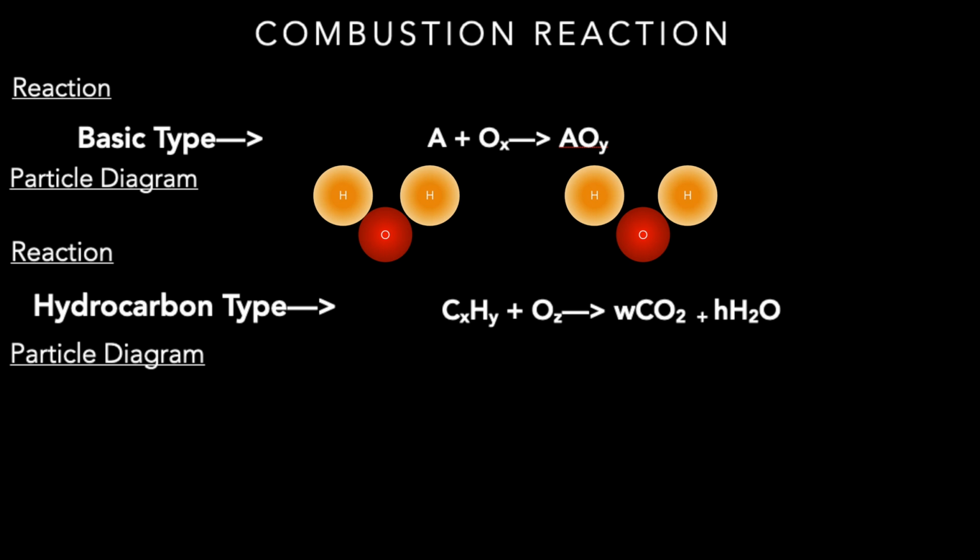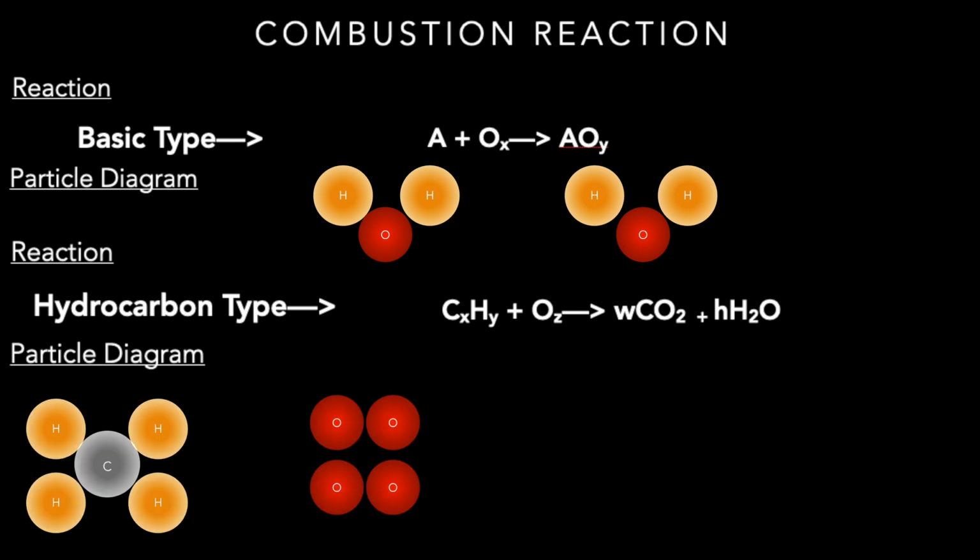The next type of combustion reaction is the hydrocarbon type. Instead of just any general substance reacting with oxygen, we have a very specific type, a hydrocarbon, which is any substance that contains carbon and hydrogen. It then reacts with oxygen and doesn't just produce water, but carbon dioxide and water, like our Bunsen burner. We react methane with oxygen to produce carbon dioxide and water. Water is formed in the form of water vapor.